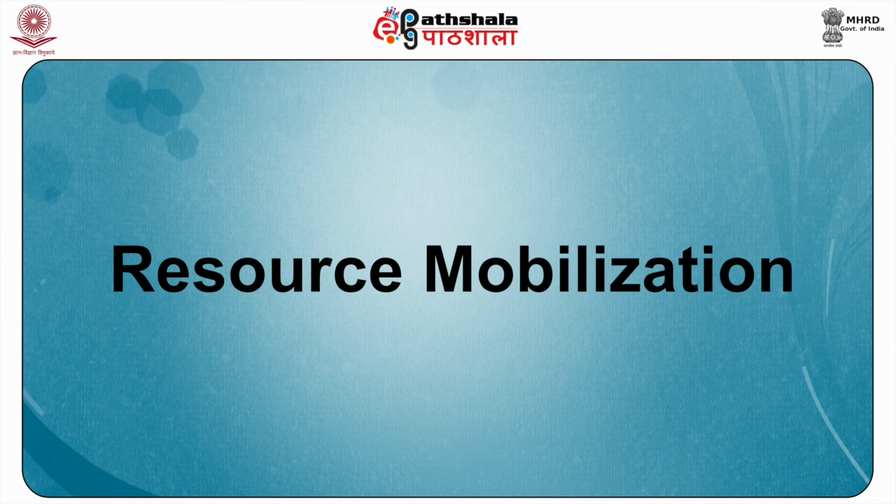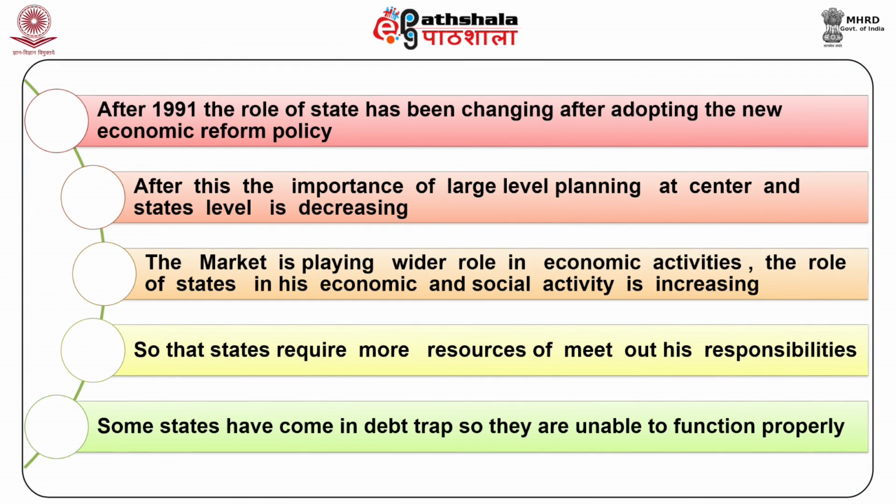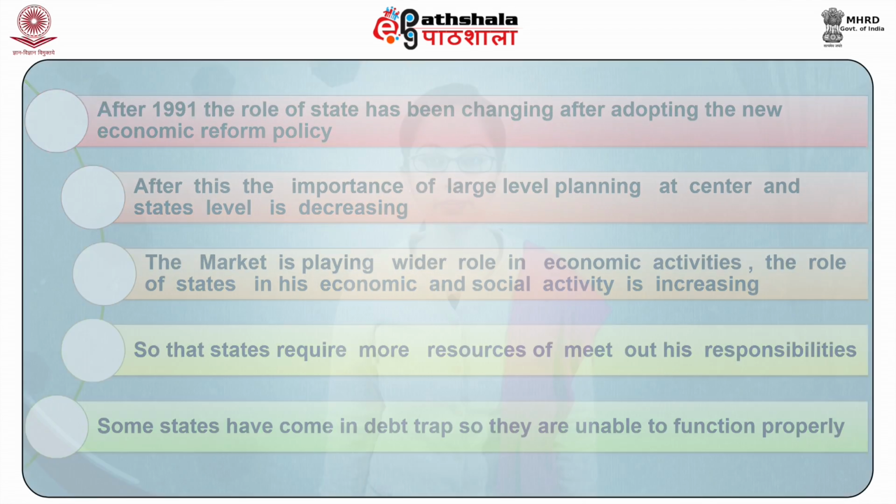Let us now understand the changes in measures for resource mobilization. After 1991, the role of state has been changing after adopting the new economic reform policy. After this, the importance of large level planning at center and states level is decreasing. The market is playing a wider role in economic activities. The role of state in this economic and social activity is increasing, so that states require more resources to meet out their responsibilities. Some states have come in debt trap so that they are unable to function properly. But the states are very much depending on center for financial resources. These are the problems identified by various finance commissions in their recommendations.